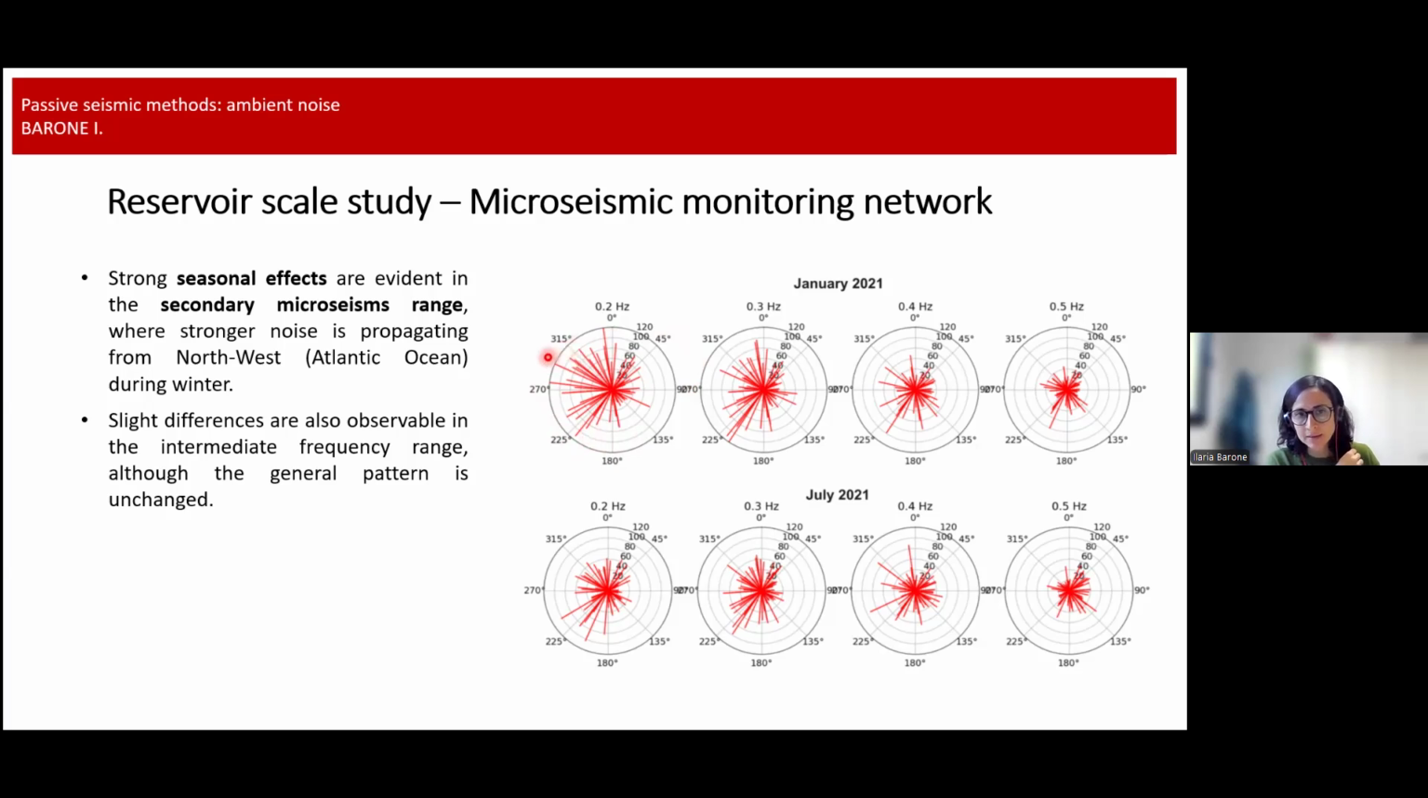So we see that most of the energy is coming from the northwest. That means probably from the Atlantic Ocean, where in winter we have strong storms. This is a typical pattern at this frequency range. And we see much less directionality in summer for the same frequency. Despite that, I think we have kind of a good distribution of the noise sources.